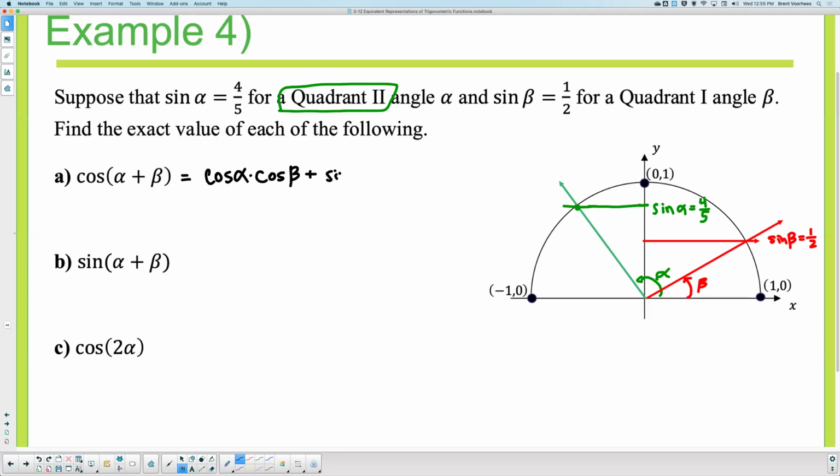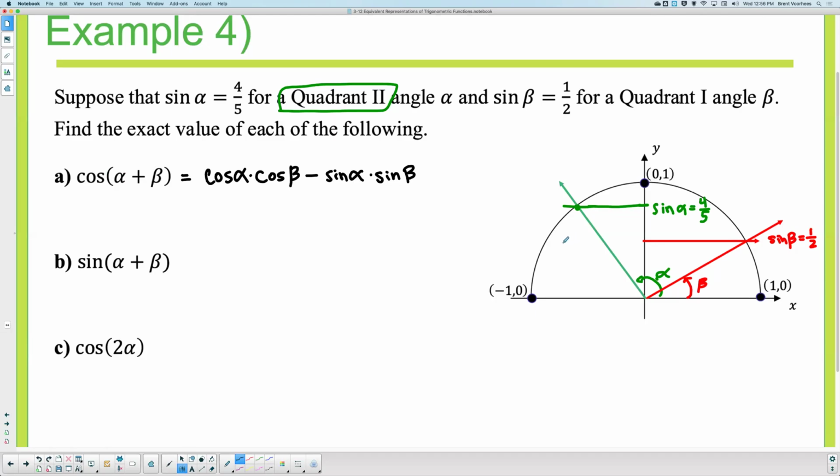Times sine A, sine B. Remember, for cosine, it goes cos A, cos B. Change the symbol. Sine A, sine B. That's what happened. Oh, I messed up. I need to change the symbol. Sorry. There we go. Are you all following now?